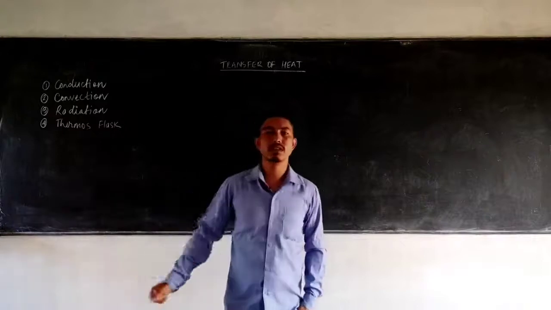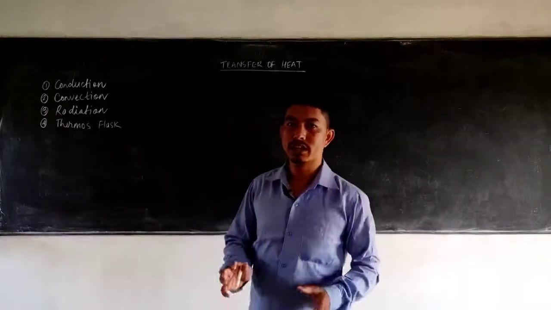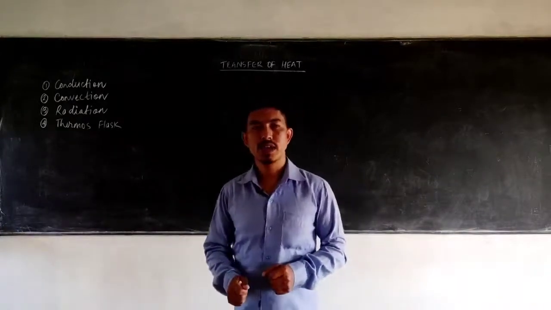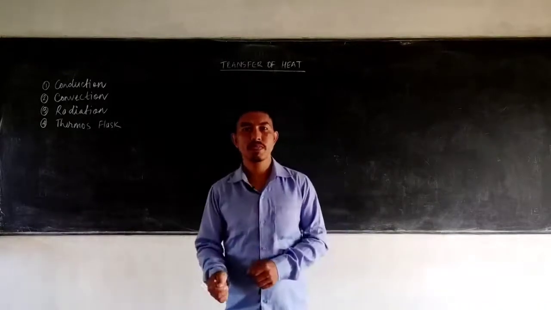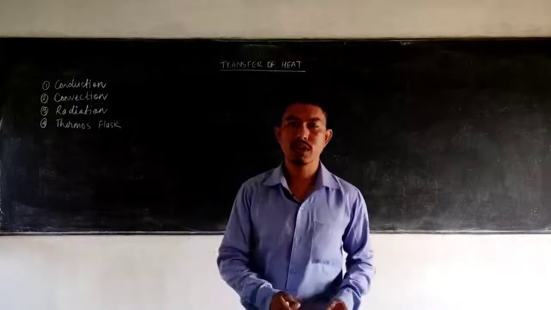And finally we will also learn about the thermos flask. The thermos flask is a device which helps us to keep a hotter liquid hot for a longer period of time and a colder liquid cold for a longer period of time.